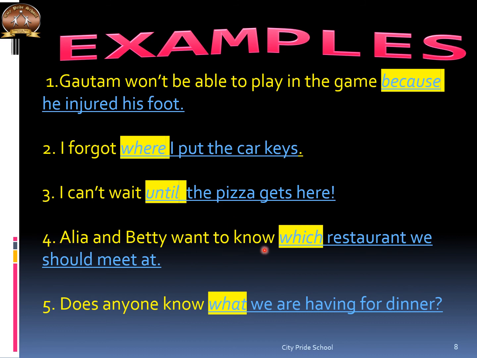Fourth, Alia and Betty want to know. What do they want to know? Which restaurant we should meet at. So, which restaurant we should meet at becomes a subordinate clause. Alia and Betty want to know is the main clause. Does anyone know? Here, does anyone know is a main clause. What we are having for dinner. So what we are having for dinner is a subordinate clause, and what is a subordinating conjunction.